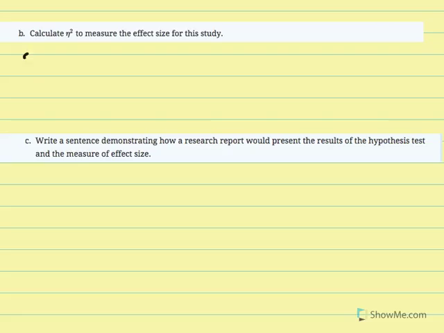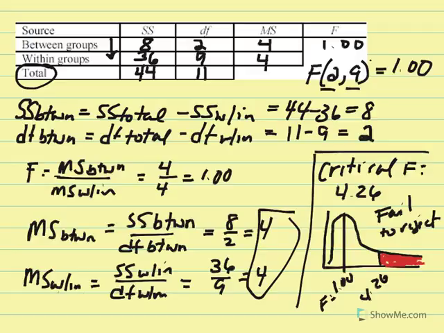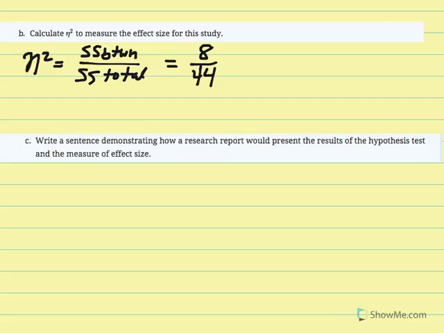Okay, our equation for eta squared is equal to the sum of squares between over SS total. You can take it from our source table from the previous page, and those values are equal to 8 over 44, just to show you where those values are coming from. Again, SS between 8 over SS total 44. 8 over 44 gives us a proportion of 0.182, and we would say that 18% of the difference that we see is attributed to treatment, but again, there was no treatment effect.